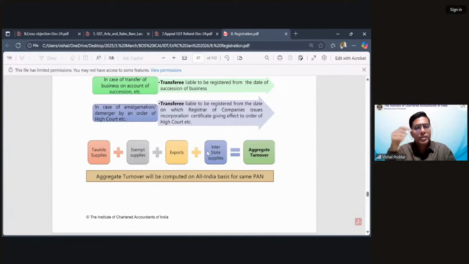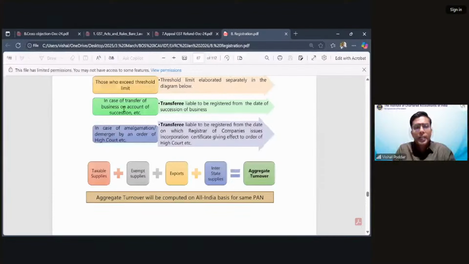What is not included is, let us say there are certain supplies on your inward side under which you are required to pay tax under RCM as a recipient. That is not counted. Even though for those supplies you have to pay tax as a recipient under RCM, since they are not your outward supplies, they are not counted as aggregate turnover. So a very important point: aggregate turnover would include only the turnover applicable for the purpose of your business, and only your outward turnover.